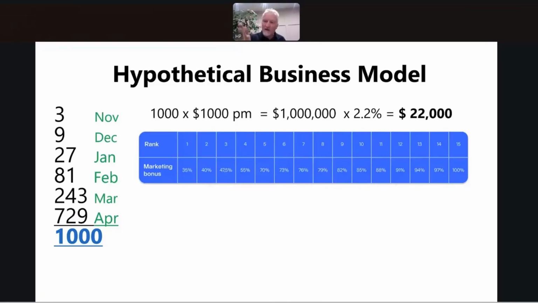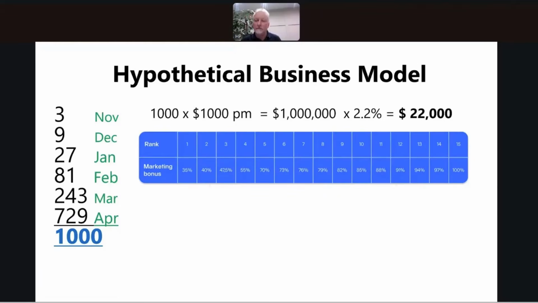1,000 customers spending 1,000 a month is $1 million. You've just created a $1 million business with 3 customers. How much is the loading fee? Do you remember? 2.2%. So how much is the commission? $22,000.